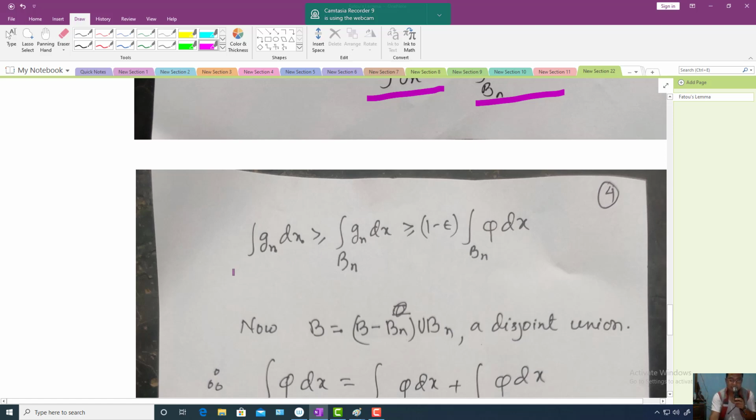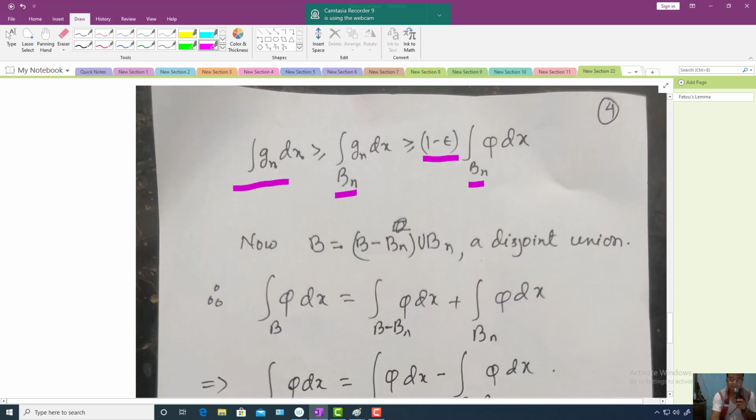So the integration of gn dx is going to be greater than the integration of gn dx on the set Bn. Again, gn is greater than 1 minus epsilon phi in the set Bn. Therefore this is true: gn is greater than 1 minus epsilon phi on the set Bn. So you can replace gn by phi like this, and then you will get this one.